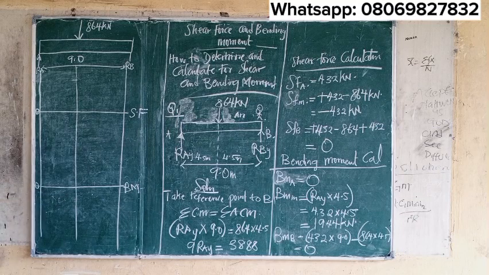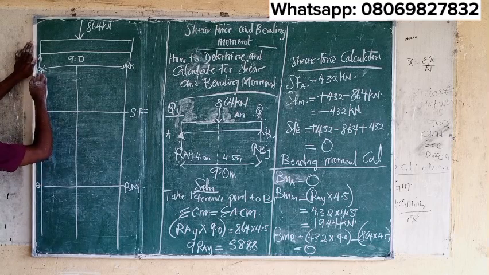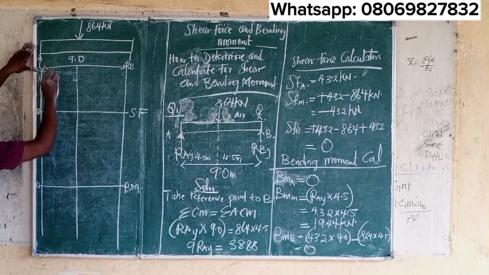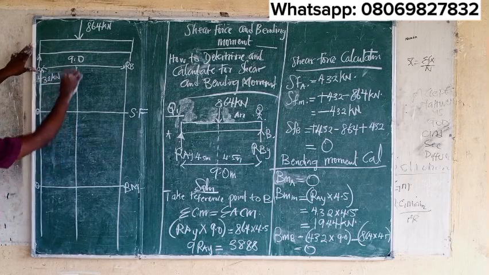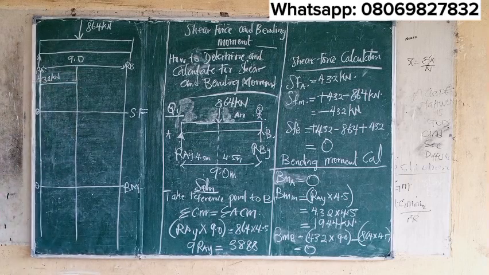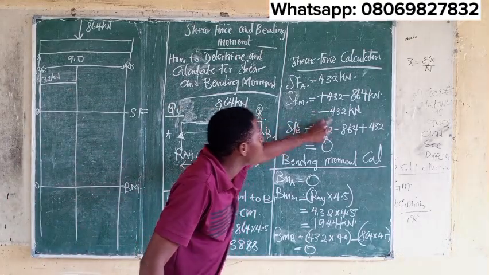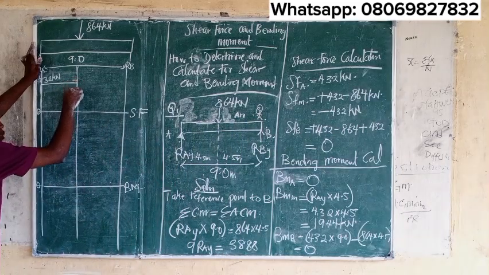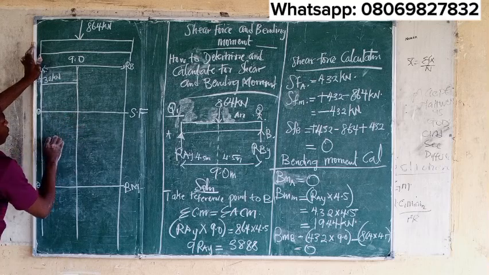The first one we have is 432 kilonewton. So now from this place down to this place, let's call this 432 kilonewton. This is the shear force for point A. Now the next one, at the midpoint, we have a negative shear force. So we are coming down. So we are drawing this. All this part is a negative shear force.